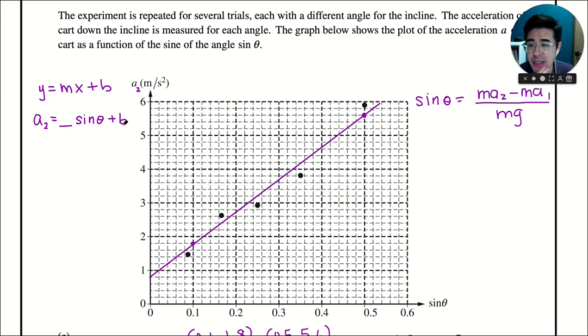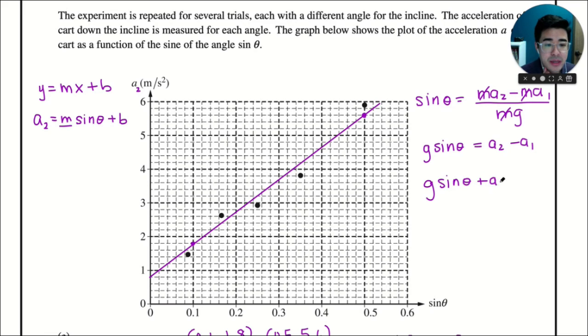Right, so something times sine theta plus something. So basically, I'm going to need to rearrange this equation to look like that equation. So now it's telling me to isolate A2. So let's see, if we isolate A2, what do we get? I guess we can still cancel out the m's here, right? So cancel, cancel, cancel. Then we get g sine theta is equal to A2 minus A1. Aha! And then g sine theta plus A1 is equal to A2. So this is the slope-intercept form equation of this line.